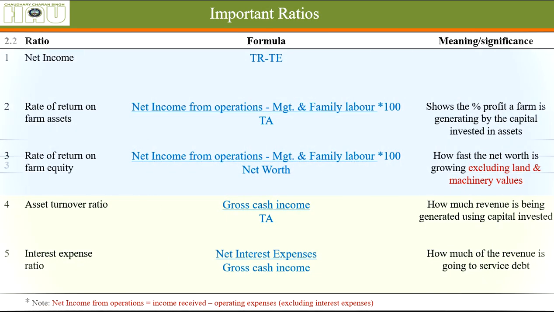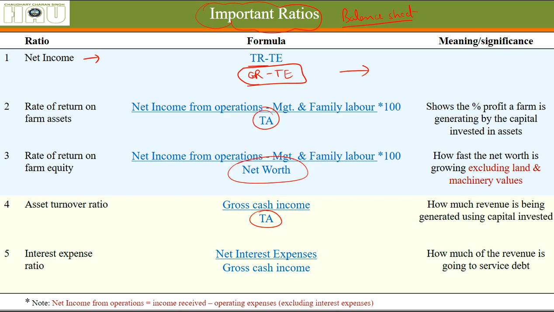Alright, let's calculate some important ratios from the things we have studied right now. Remember these ratios have total assets, net worth, total assets. These things are taken from a balance sheet. So you need to just recollect all the things I have taught you in the earlier lecture to understand these things. Net income, that is gross income, total revenue, gross revenue minus total expenses. Net income, the higher the net income, the better.